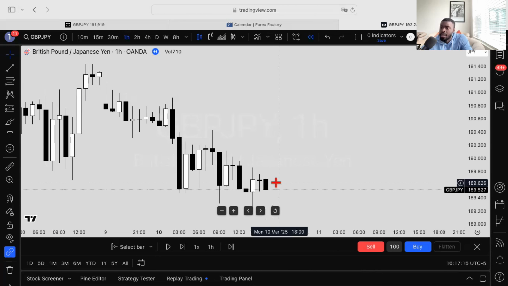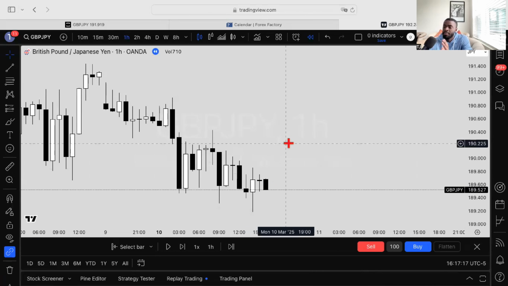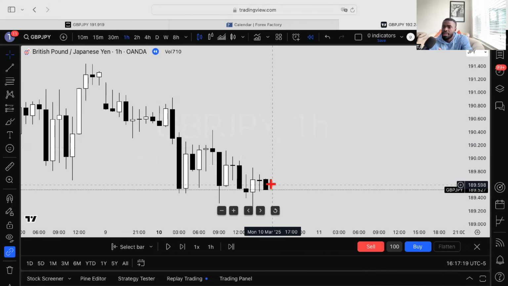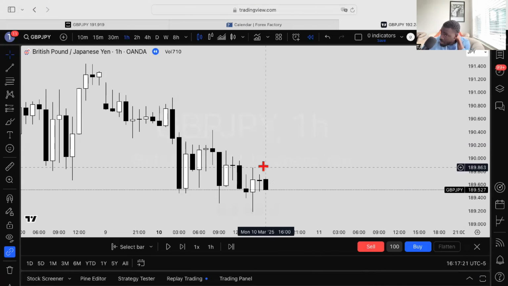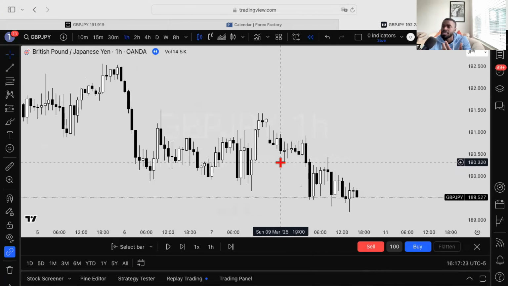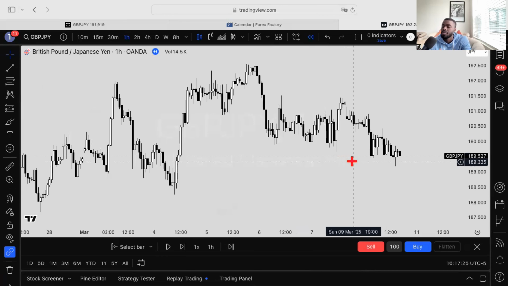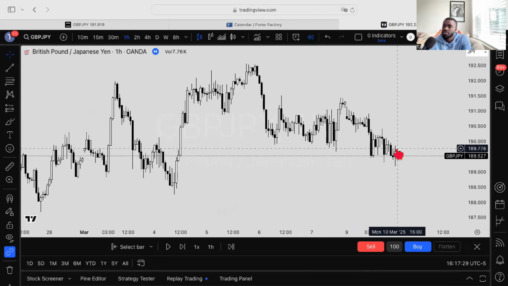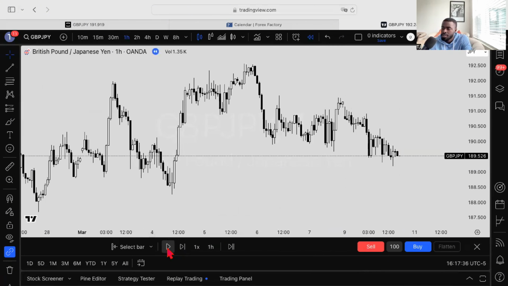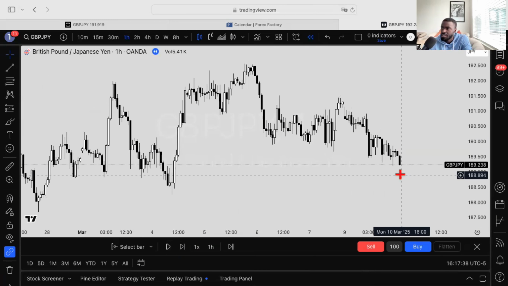As you can see, I went 2 hours before the data comes out to give myself enough time to do my top-down analysis, get an understanding of price action, and set myself up for the positions to come based on the data that's supposed to come out. I'll do one more. Let's go 16, 1700 hours. And then 1800 hours would be 6 p.m.